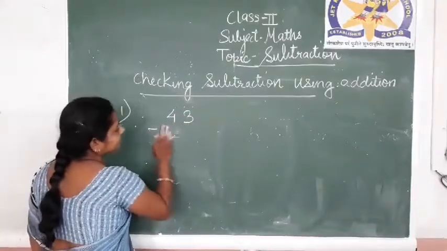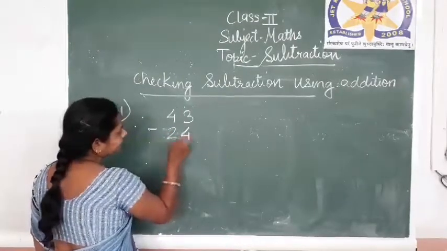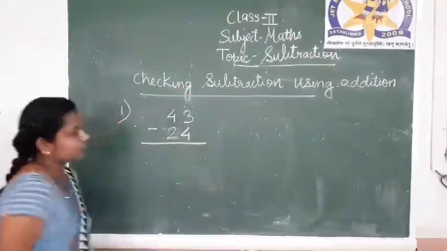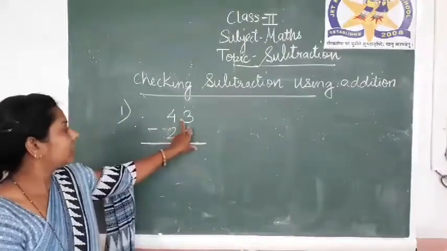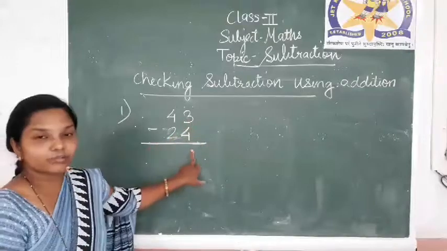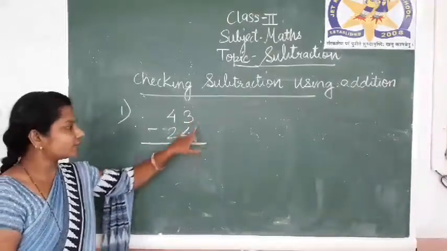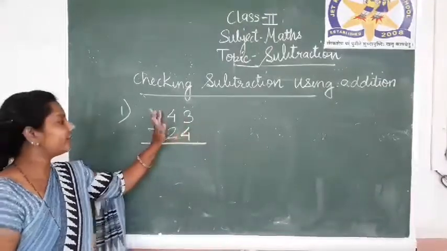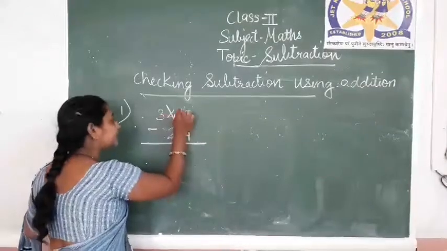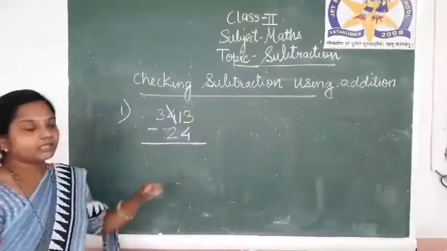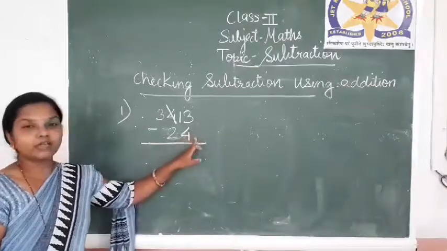43 minus 24. Now I am going to subtract 24 from 43. Subtract from the ones column here. 3 minus 4. Now it is not possible to subtract 4 from 3. So what will we do? We will borrow. Borrow from 4. Here it becomes 3. Here it becomes 13. 13 minus 4 is possible, because 13 is greater than 4.